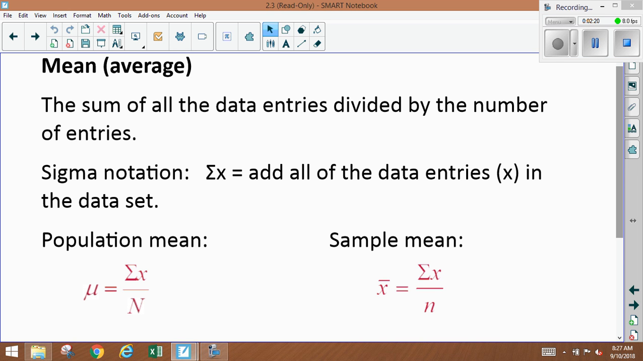So if I were to collect all of the heights of people in this room, each one of you would be an x. Your height would be one x value. Sigma x would be if I added them all up.